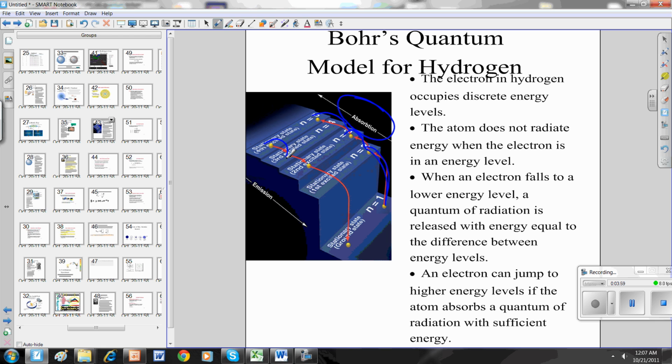As it falls, it releases a certain amount of energy. So if it falls from here to here, let's say it releases a blue photon. If you fall from here to there, you release a red photon. If you fall from there all the way down here, you would release a green photon. And that's what causes the different spectral lines, and that's what Bohr came up with. So he was trying to quantify that.